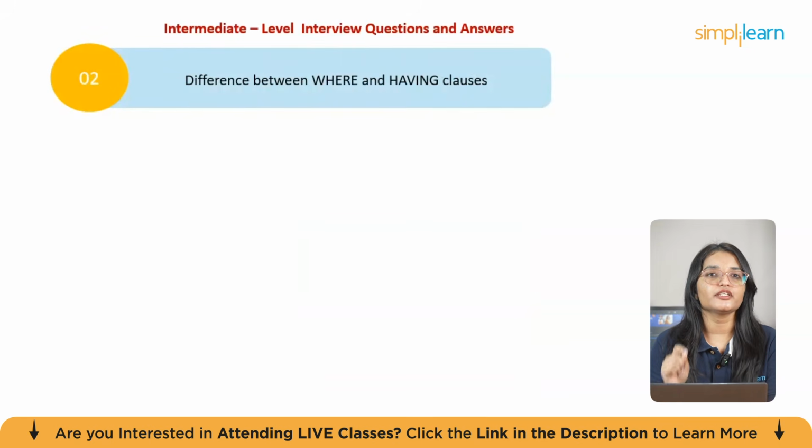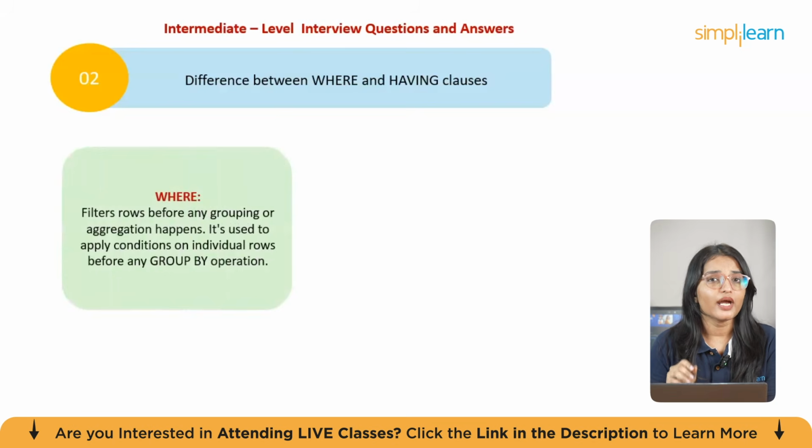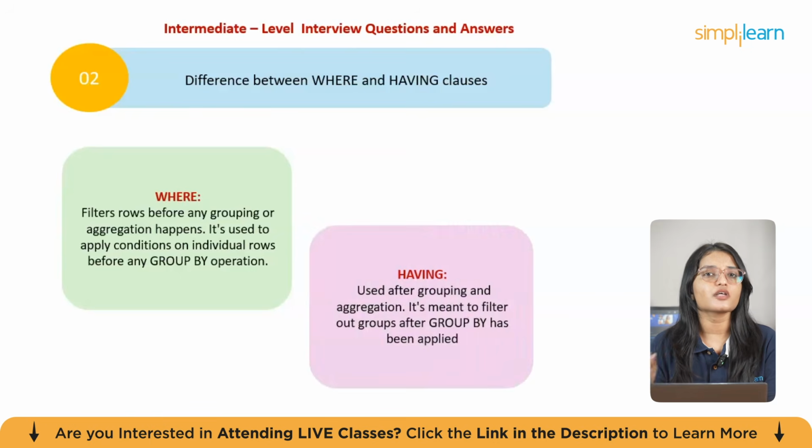Next, let's talk about the difference between WHERE and HAVING clauses. The answer is, the WHERE clause filters rows before any grouping or aggregation happens. It's used to apply conditions on individual rows before any GROUP BY operation. Next is HAVING, which is used after grouping and aggregation. It is meant to filter out groups after GROUP BY has been applied, like filtering departments with average salaries above a threshold after aggregating data by department.